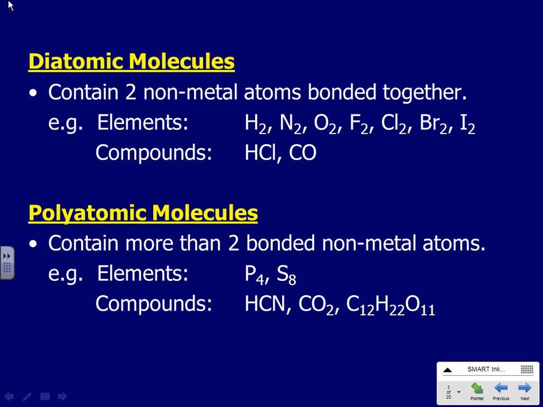And if we've got more than two atoms bonded together, then we've got polyatomic molecules. There are some elements that exist as more than two bonded together. Solid phosphorus is actually P4. Solid sulfur is actually S8. The 8 S's are actually in a crown orientation. It makes this little crown shape.